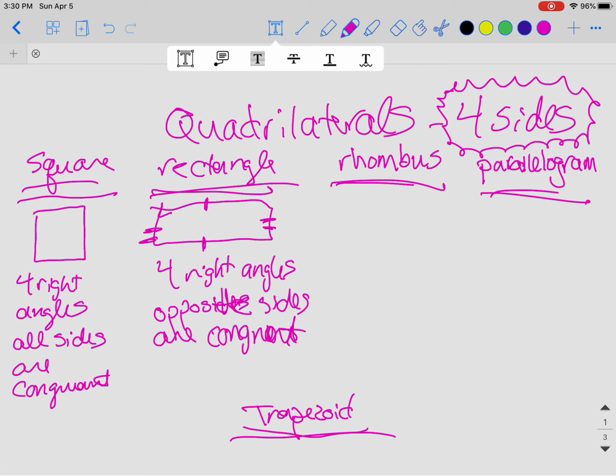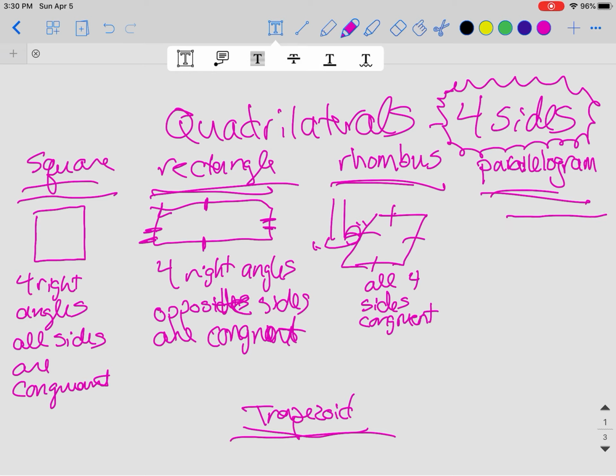All right, so then that leads us to a rhombus. A rhombus is like a square that got kicked over. So what I mean by like a square is all 4 sides are congruent. All 4 sides are the exact same length. So it's like a square that somebody went, hi-ya, and kicked over. No 90-degree angles, though.